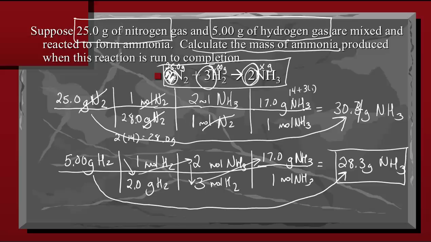At what point does hydrogen run out? At 28.3. Do you need hydrogen in order to make ammonia? So does it really matter that you still have nitrogen going? I can make more. There's more of us. Does it matter? No.